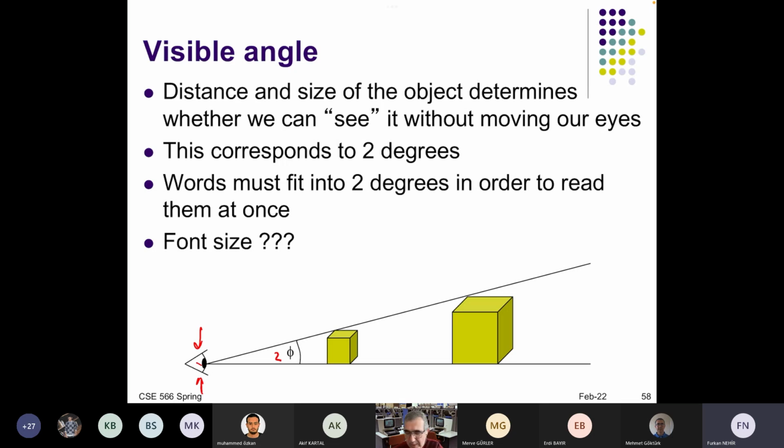Above 2 degrees, we have a problem, and then we start moving our eyes. If we cannot move our eyes well enough, then we start rotating our head. So rotating the head, rotating the eye, etc. work together. So this is related to the font size that we need to use at a certain distance.